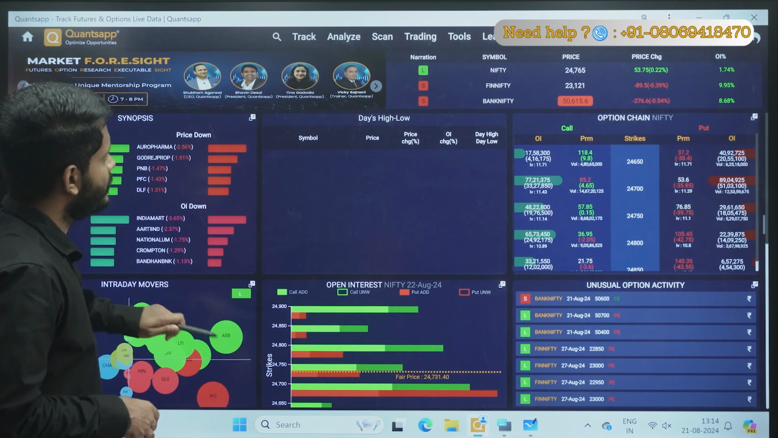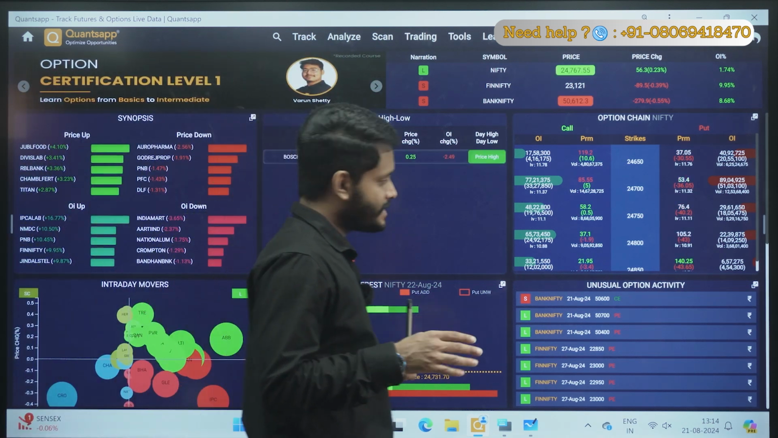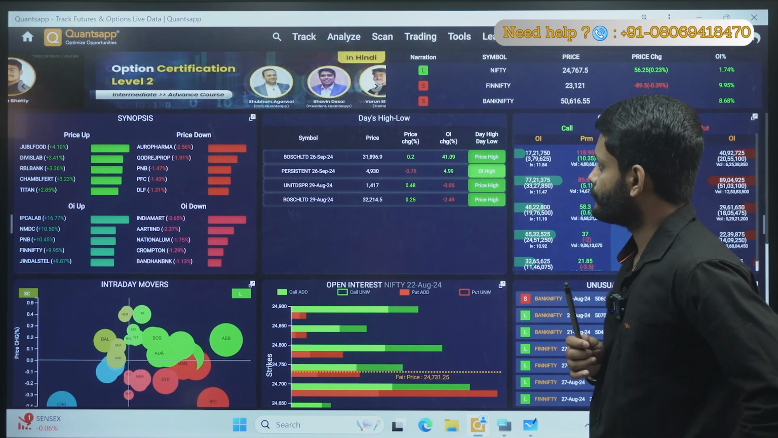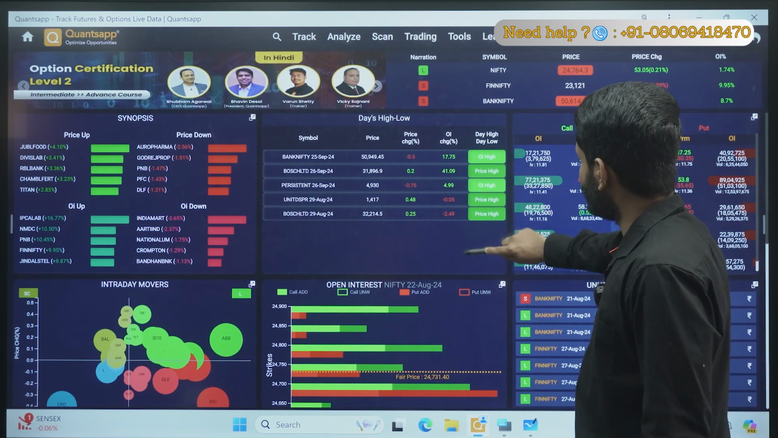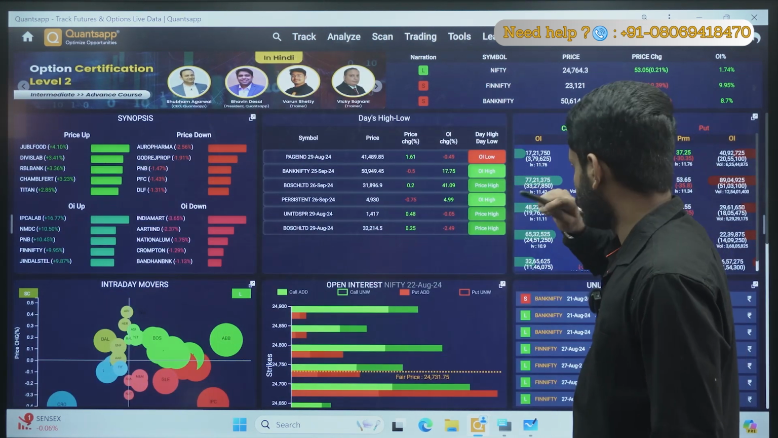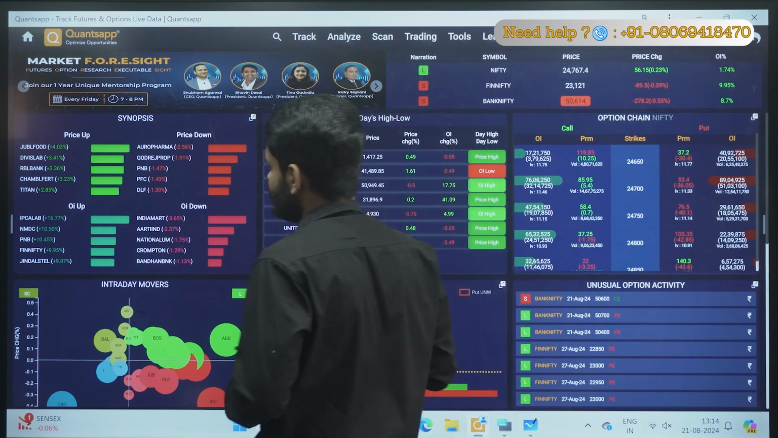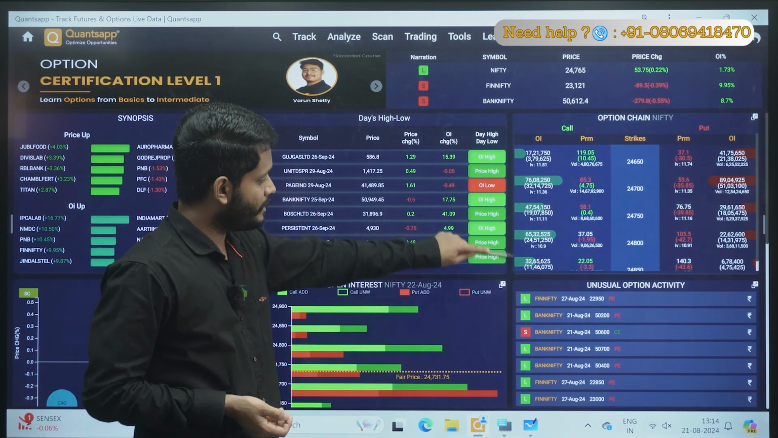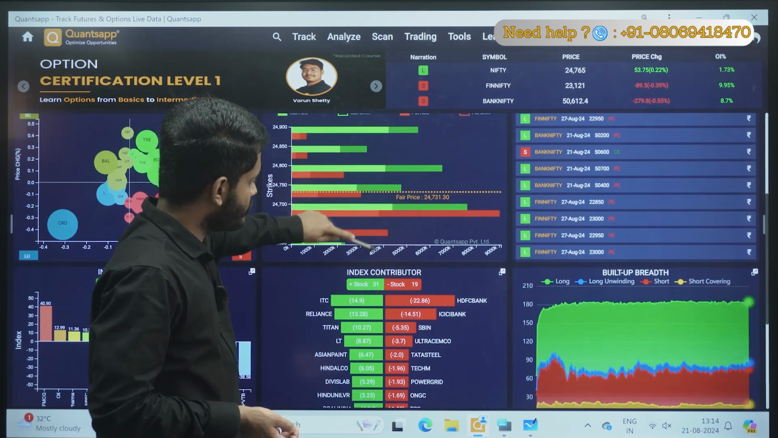Now let's get into the QuantSAP homepage and get into India VIX and check how we can use it for our trading. Let me give you a brief introduction about this homepage. As I said, if you haven't installed the application, kindly install it at the earliest. There are lots of fancy tools which will definitely help you to improve your trading.